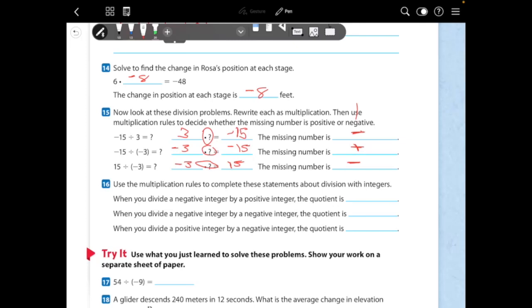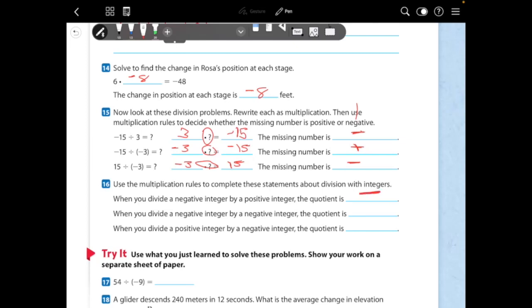So the thing about division with integers is the same as with multiplication with integers. When you divide a negative integer by a positive integer, the quotient, or the answer, is the same thing: whenever a bad thing happens to a good person, that's bad. So the quotient is going to be negative.